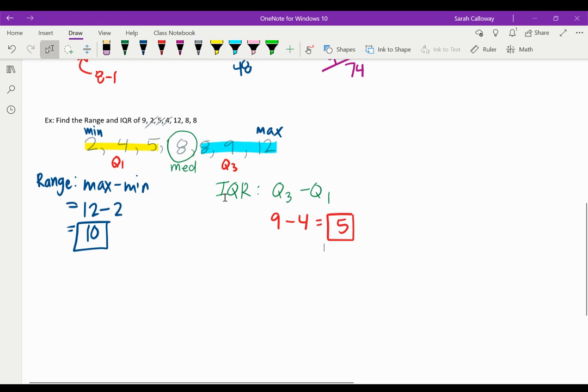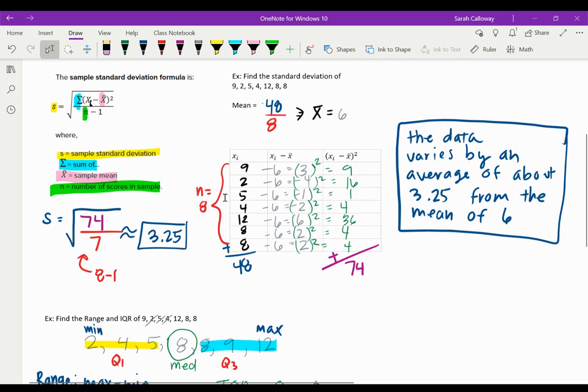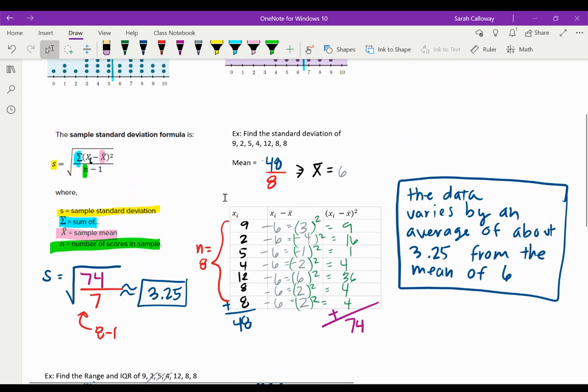So those are the 3 different measures of variability that we will talk about. Again, standard deviation is the more complicated one, and that table is most helpful for calculating the value.